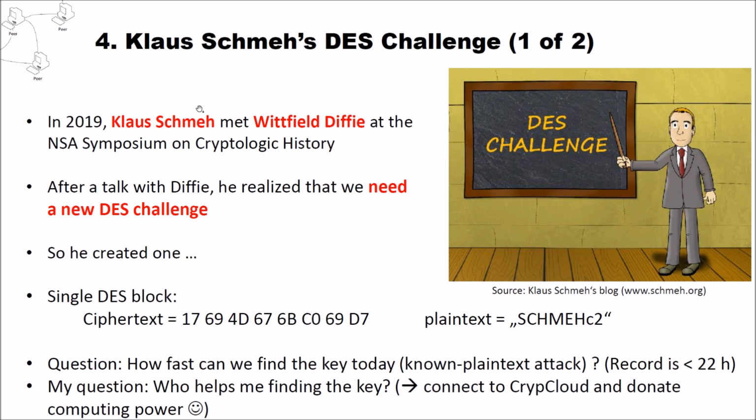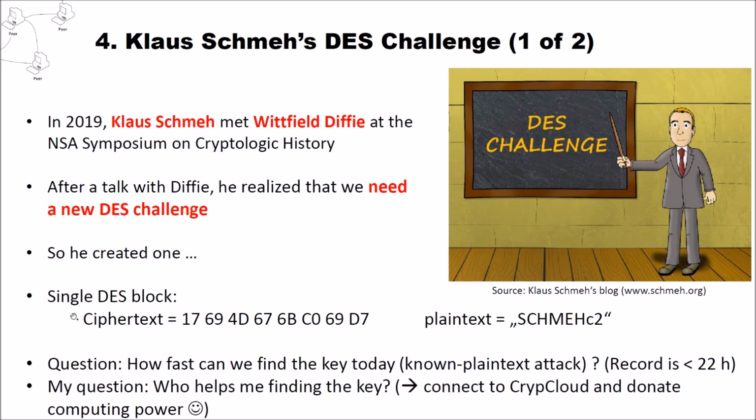And Klaus Schmeh met Whitfield Diffie at the NSA Symposium on Cryptologic History. And after a talk with Diffie, he realized that we need a new DES challenge. So he created one. DES is a block cipher with a 56-bit key space, and today we can search through a DES key space using specialized hardware in less than a day. But Klaus Schmeh was interested if we can speed this up.